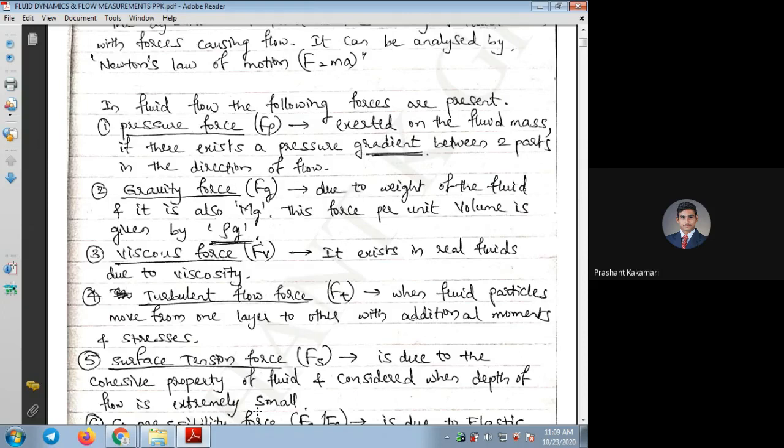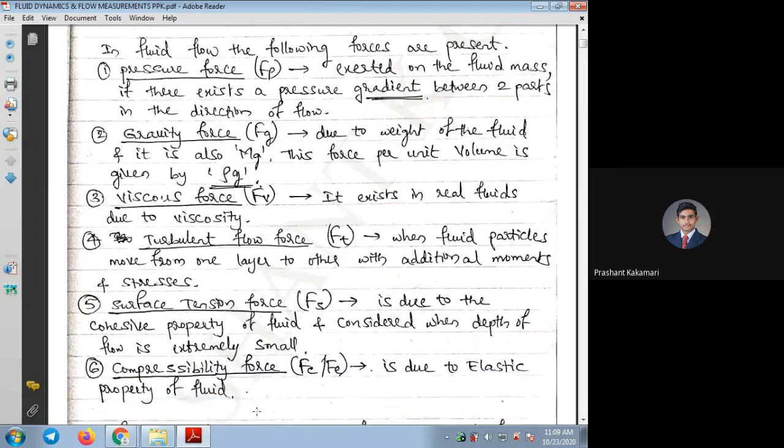Then other than this, we have compressibility forces. Okay, so these forces are due to the elasticity property of the fluids. Some fluids will have some elastic properties. So whichever fluid is going to release or retain its position, it is going to transfer some small forces between the molecules to retain its own position. In such cases, these forces are also considered. So like this, we have very different types of forces.